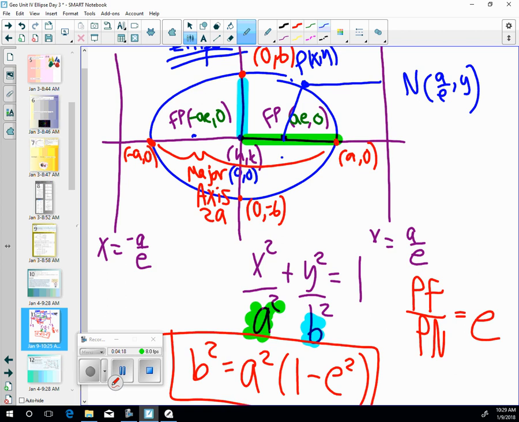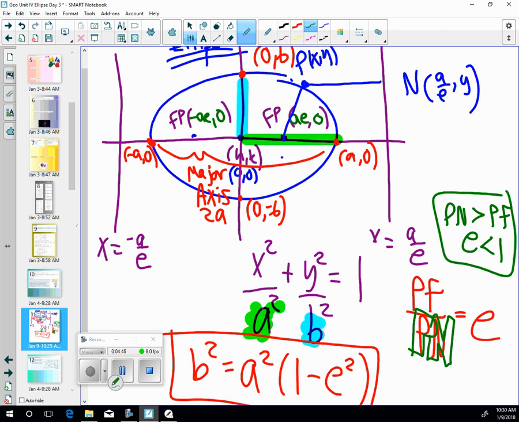E. Okay? Now, for an ellipse, which is larger, PN or PF? Which is larger? Yeah, this is the big one. Okay? So, if PN is always greater than PF, E must be what? Less than 1. Would you write that down somewhere? That is the key to understanding ellipses, because for the parabola, E was equal to 1. We love that. PN equals PF. But for this one, it's less than.